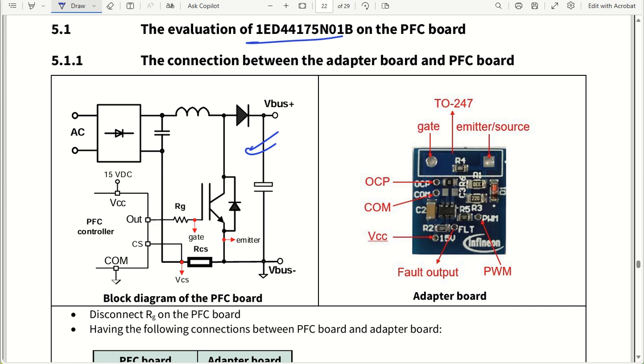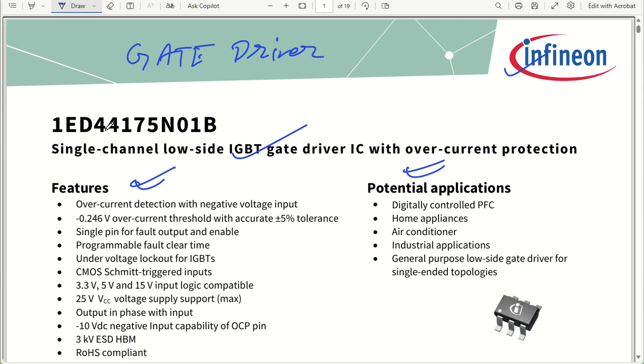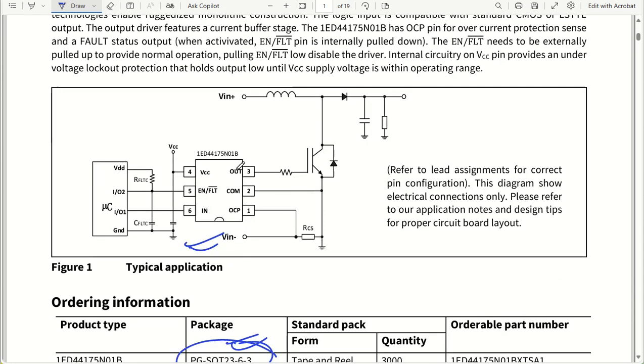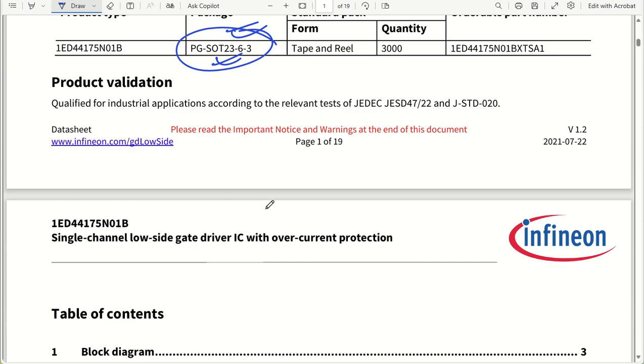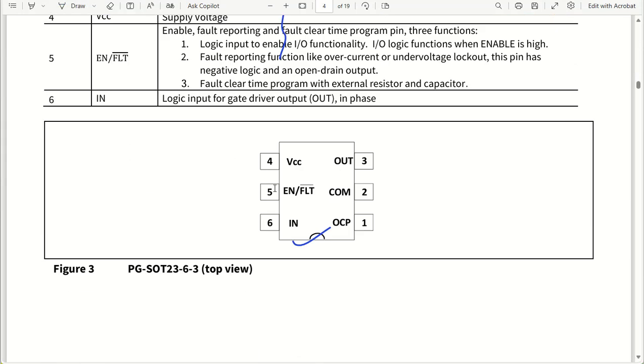and I hope you now have a very good understanding of how this particular gate driver IC works and what are the things that we have to always take into account. It's a typical circuit, and if you want, you can see its pin configuration and all that information very quickly and try to understand how we can design our required circuits.